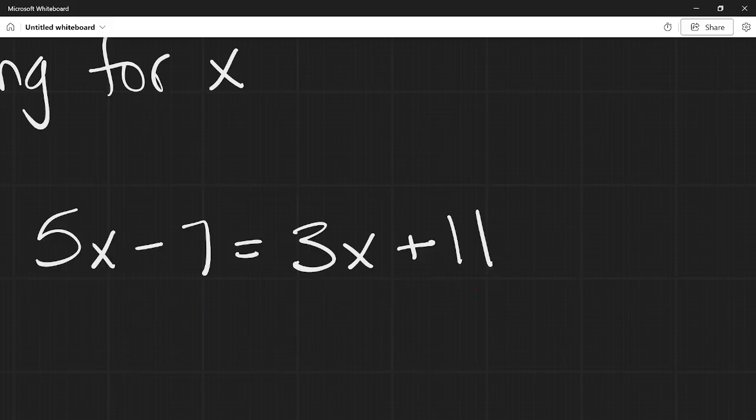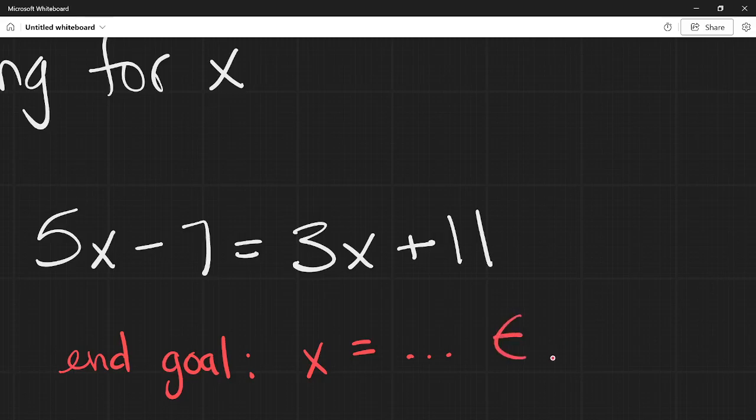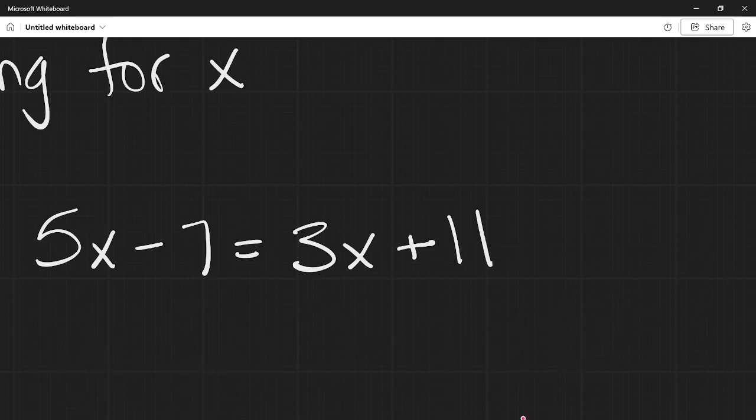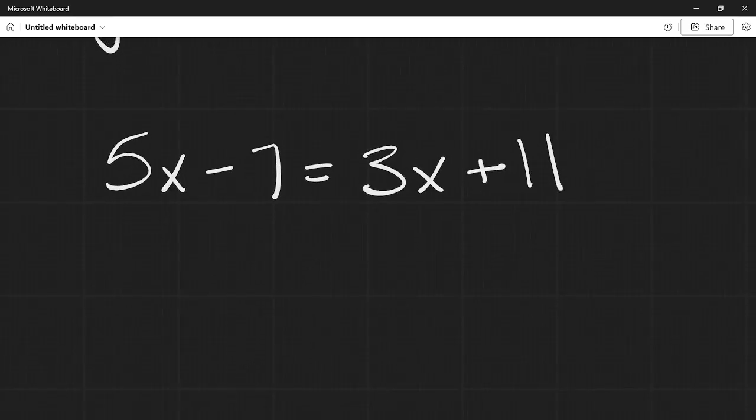But what we really want, our end goal here, is to get x on one side and have it equal some number, right? And in this case, it's going to be some number that is within the real number set. And I'll make a video about integers and number sets in the future. But right now, let's just focus on getting all of the like terms on one side and then getting all of the other ones on another side.